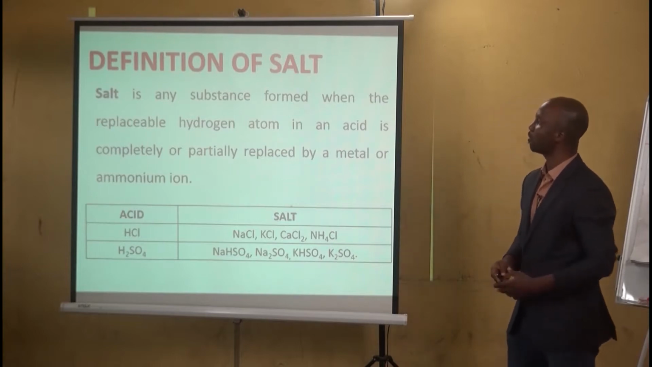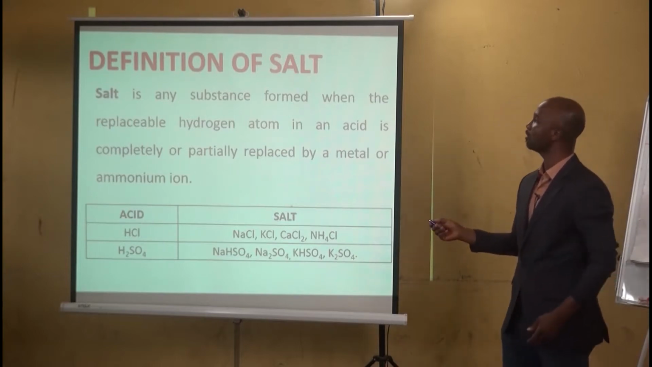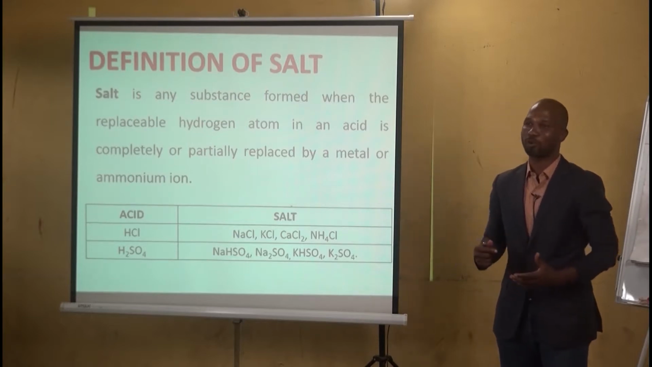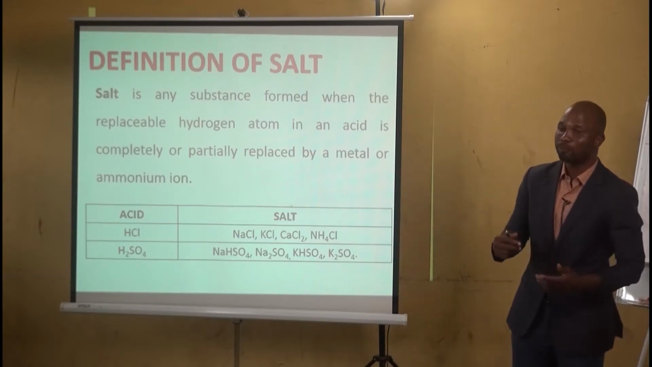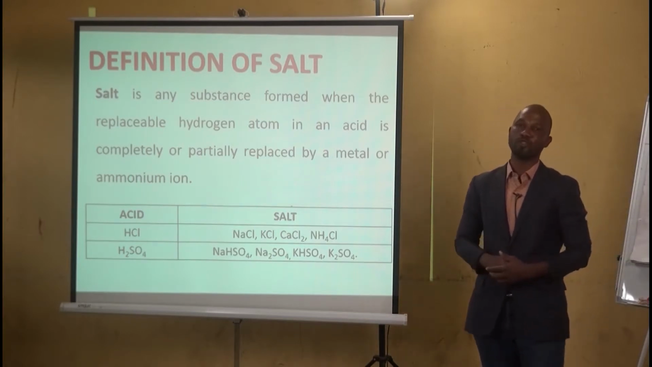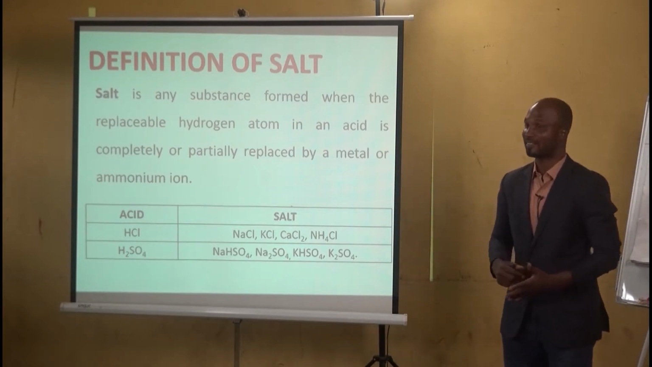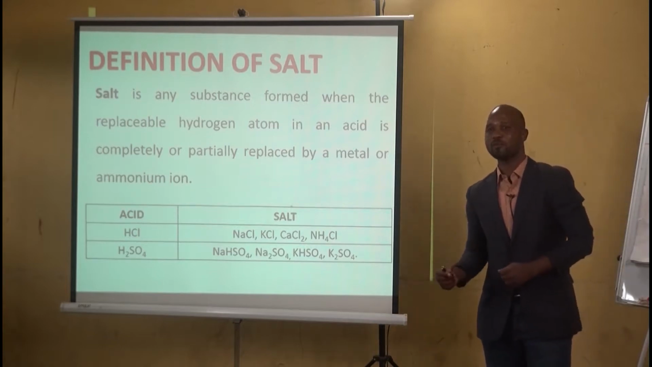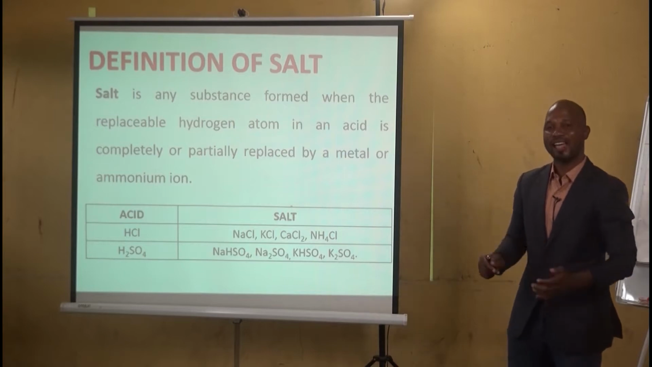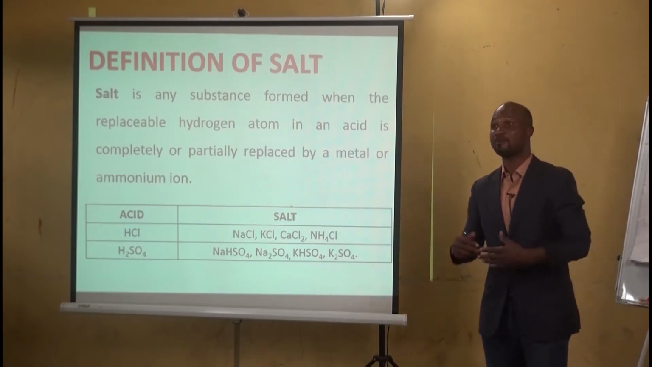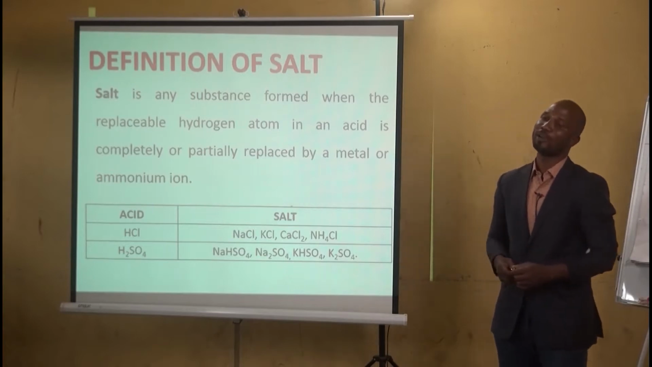Now, to define a salt, we say a salt is any substance that is formed when the replaceable hydrogen atom in an acid is completely or partially replaced by a metal or ammonium ion. Like I said, a salt is any substance that is formed when the replaceable hydrogen atom in an acid is completely or partially replaced by a metal or ammonium ion.